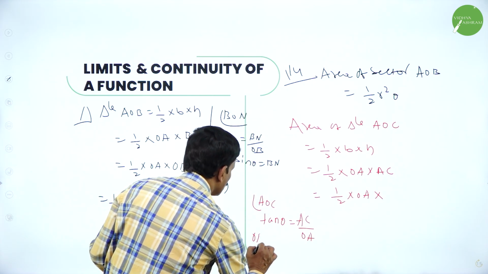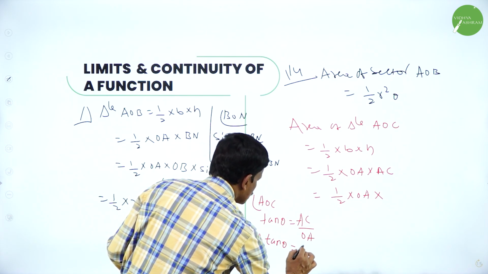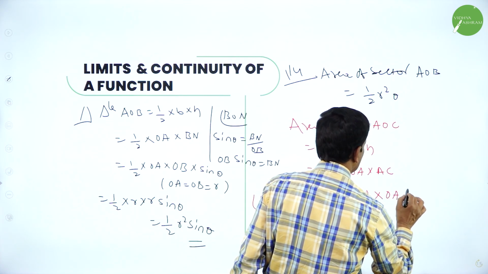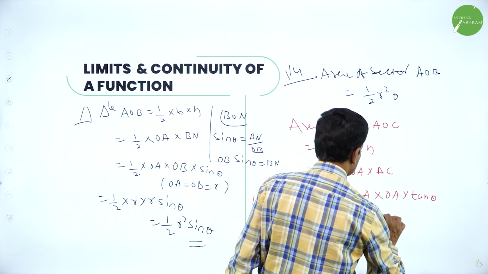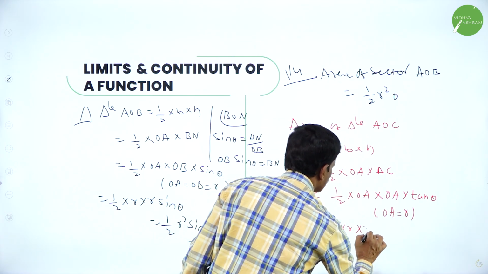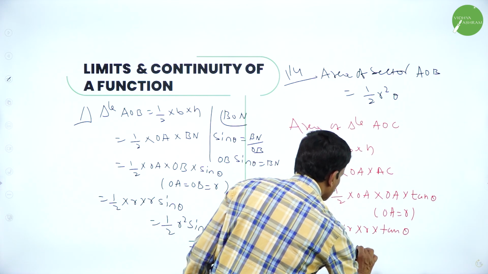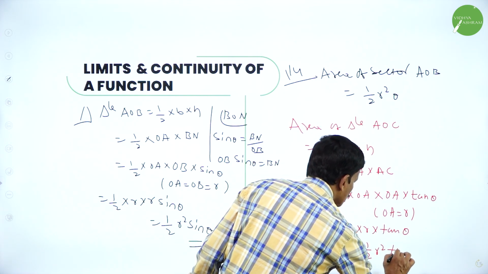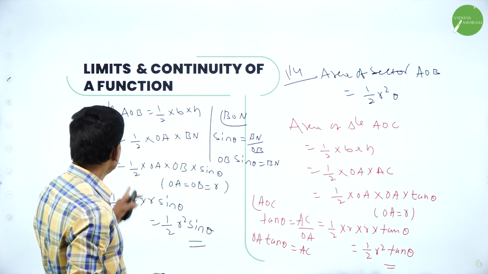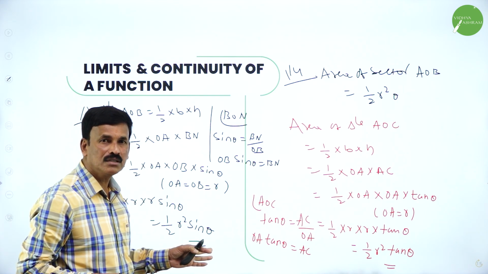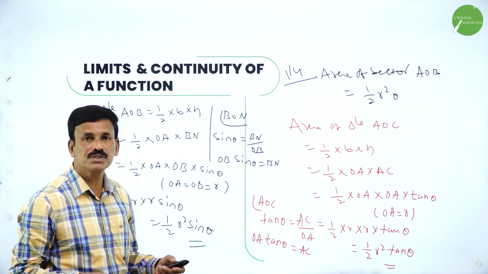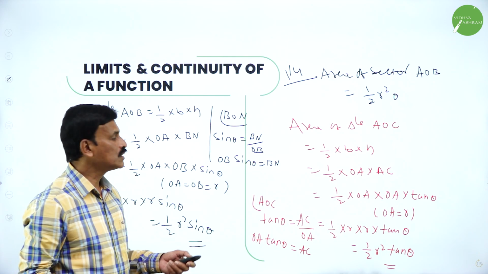Cross multiplied, OA into tan theta is equal to AC. Substitute here. What is AC? AC is equal to OA into tan theta. Since OA is equal to radius, substitute here: half into R into tan theta. This is half R square tan theta. Okay. So area of triangle AOB is half R square sin theta, area of sector AOB is half R square theta, and area of the big triangle AOC is half R square tan theta. Now substitute here.